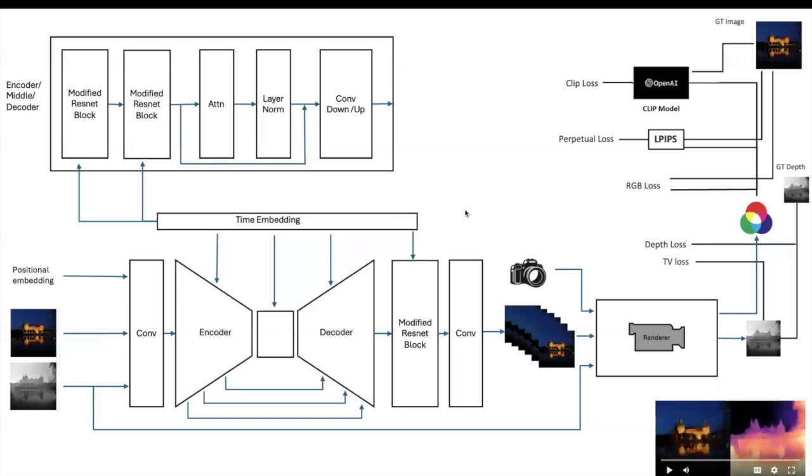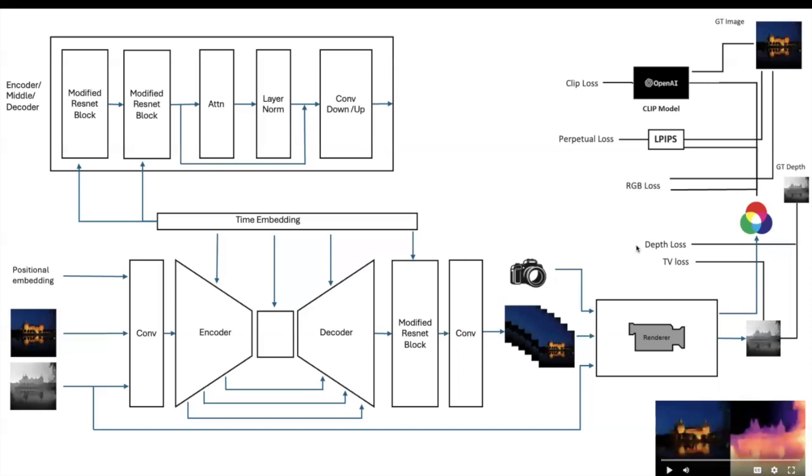Then the output goes to a final ResNet block and finally a convolution layer. Now, the output of this convolution layer is a stack of images generated. With this stack of images and the ground truth depth map, along with the rays from the cameras for our neural rendering, we use the EG3D model that is basically generating the images for us, and we get two outputs: the RGB image and the depth map.